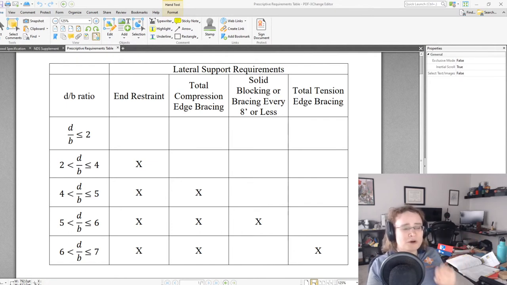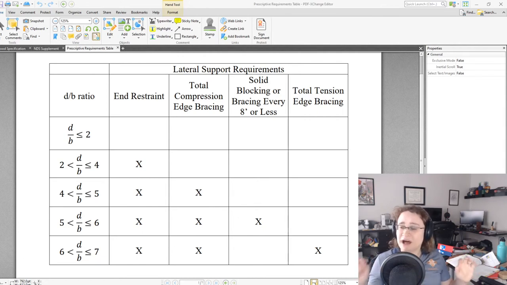And you would have to have blocking or bracing on the 6 to 7 range, except beyond 6, if you're using the prescriptive requirements, they require total bracing along both the tension and compression sides, and that continuous bracing along the entire length is going to be a lot stiffer than what you get from just intermittent blocking, so that's not required there. So again, the table here summarizes those requirements. As your elements become more slender, the provisions and the requirements become more stringent.